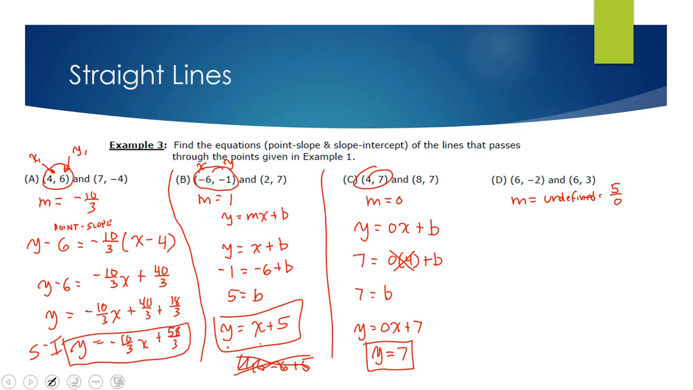And so when you look at the equation of a line, if it just says y equals a number, it's a horizontal line, and it means that all the y coordinates are that number. In this case, it's 7.